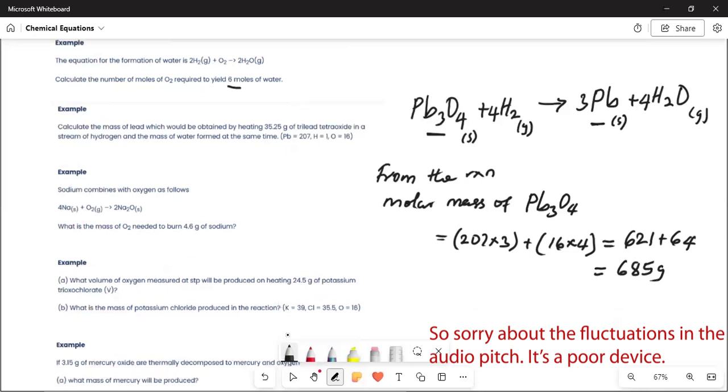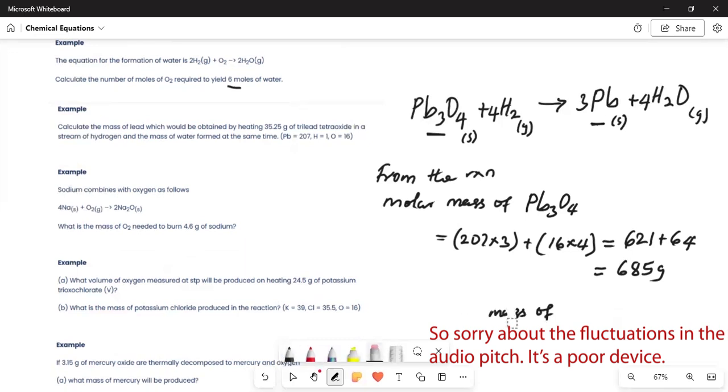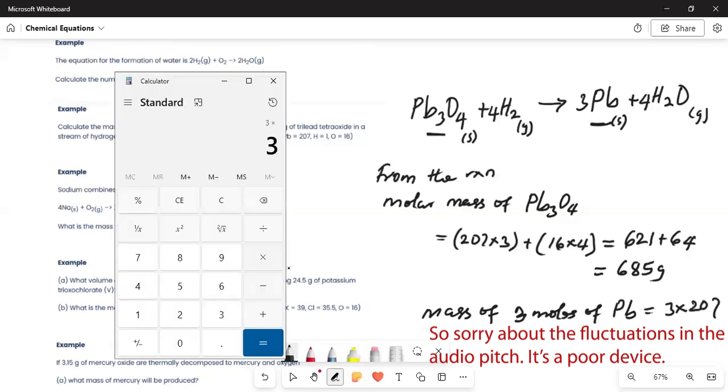Then we also calculate the mass of lead formed in this very reaction. I call it molar mass, but that is actually more than the molar mass because I have 3 moles there. Let me call it the mass of 3 moles of lead, because I'm referring to this now. The mass of 3 moles of lead is equal to 3 times 207, that is 621.